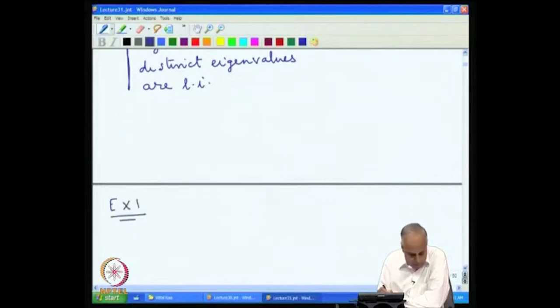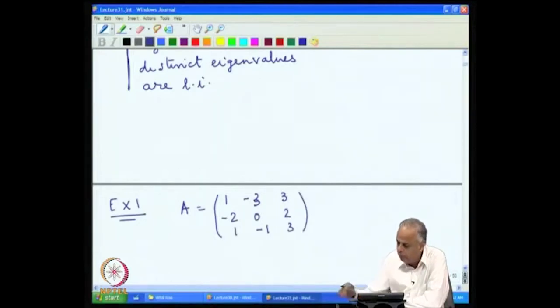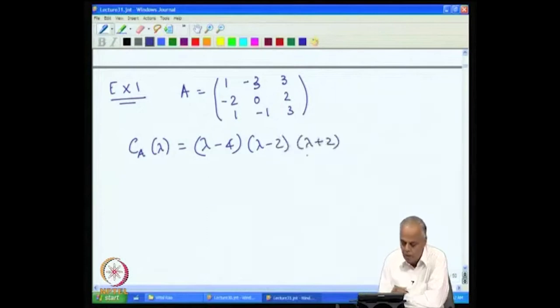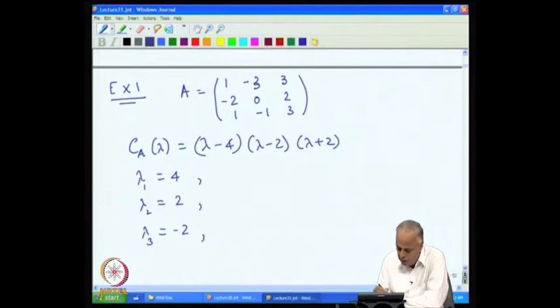Let us look at the first example. The same matrix which we looked at in the last lecture also: 1 minus 3 3, minus 2 0 2, 1 minus 1 3. In the last lecture, we found that the characteristic polynomial was lambda minus 4 into lambda minus 2 into lambda plus 2. Consequently, the eigenvalues were lambda 1 equal to 4, lambda 2 equal to 2, and lambda 3 equal to minus 2, and each root occurs only once, and therefore, the algebraic multiplicities a 1 equal to 1, a 2 equal to 1, a 3 equal to 1.